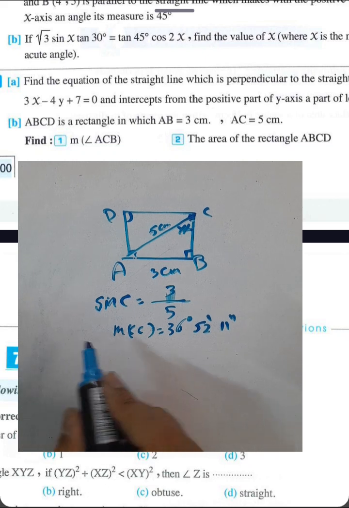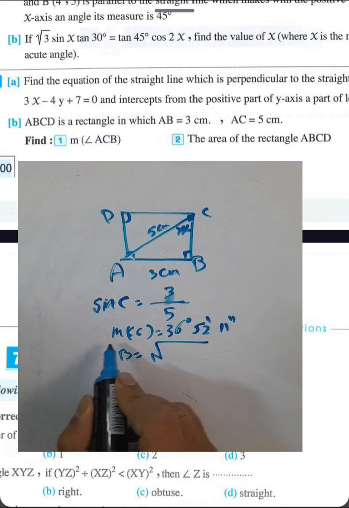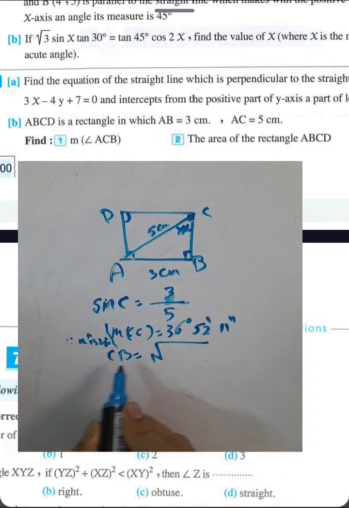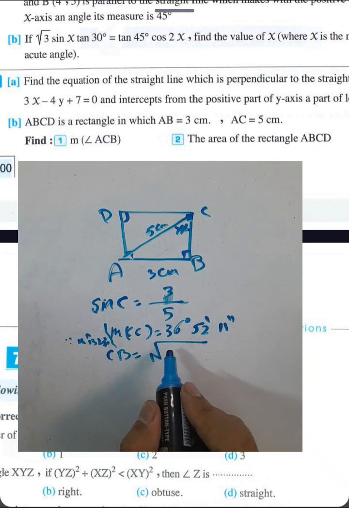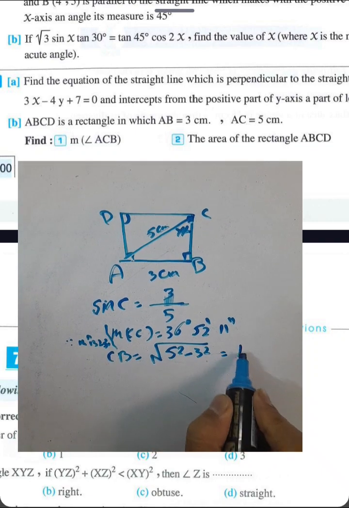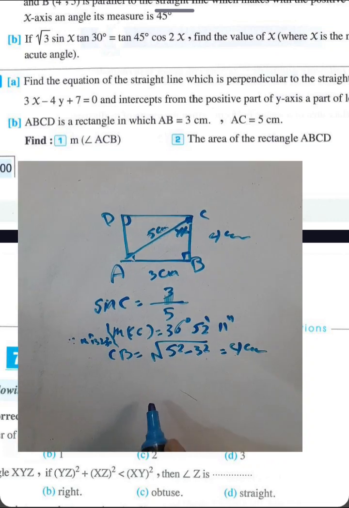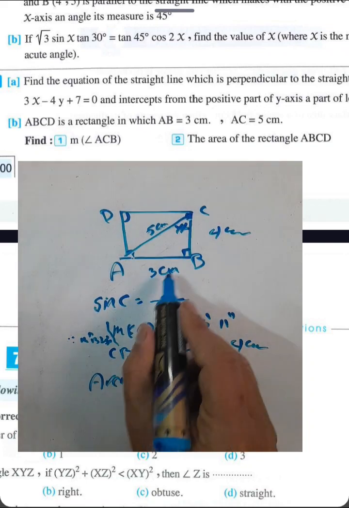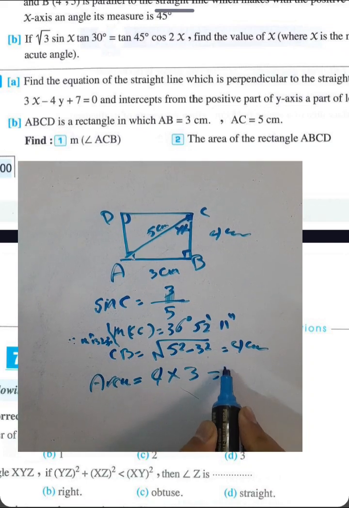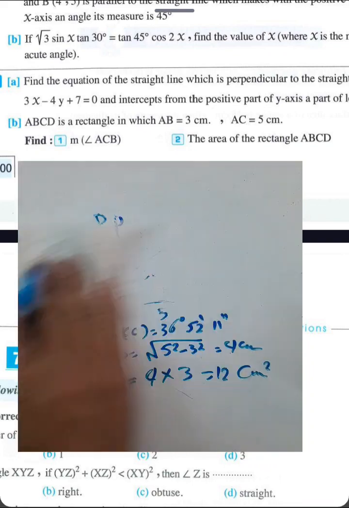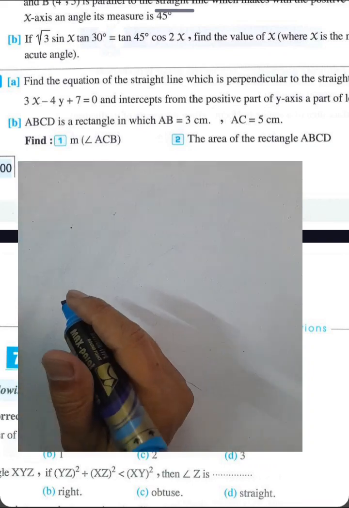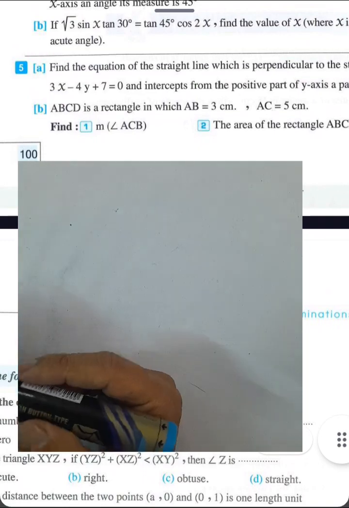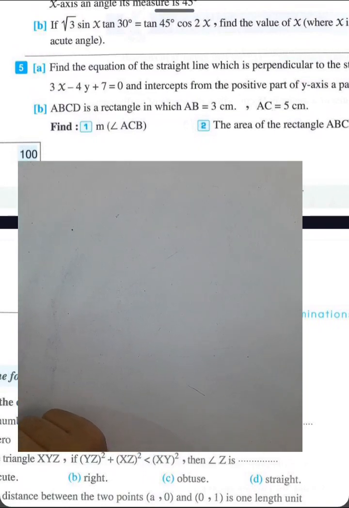Okay, and then we can find the length of CB from Pythagoras about this triangle, such that measure of angle B was 90 degree. Then CB will be square root of 5 power 2 subtract 3 power 2, it will be 4 centimeter. And then you can find the area of rectangle, base times width, 4 times 3, it will be 12 square centimeter. It's the area of rectangle. Okay, we finished the question. Okay.